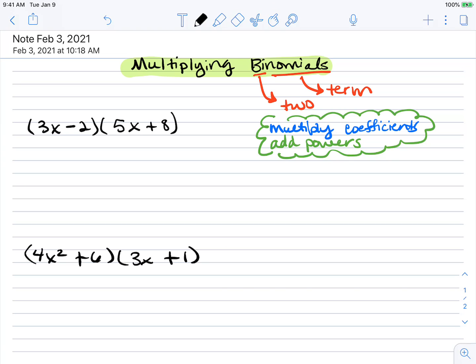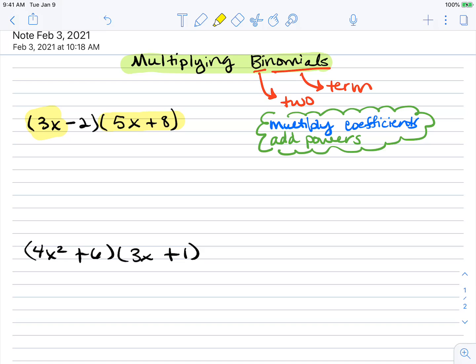So here's what I'm going to do. I'm going to distribute this through this second group, and then after that, I'm going to distribute this through that second group. So I'm distributing twice. So I'm going to write that down. That's going to look like this.